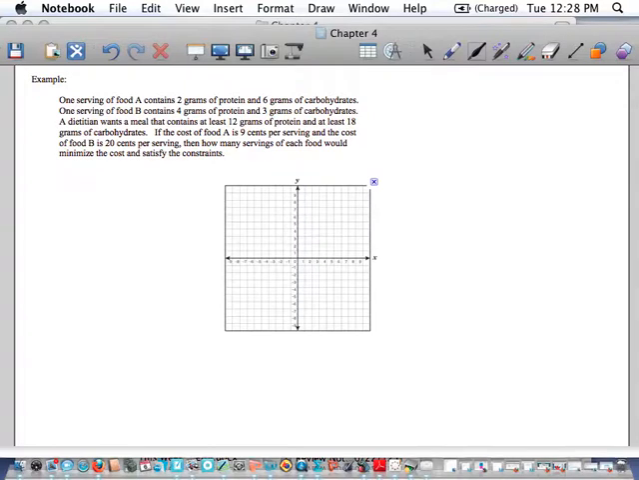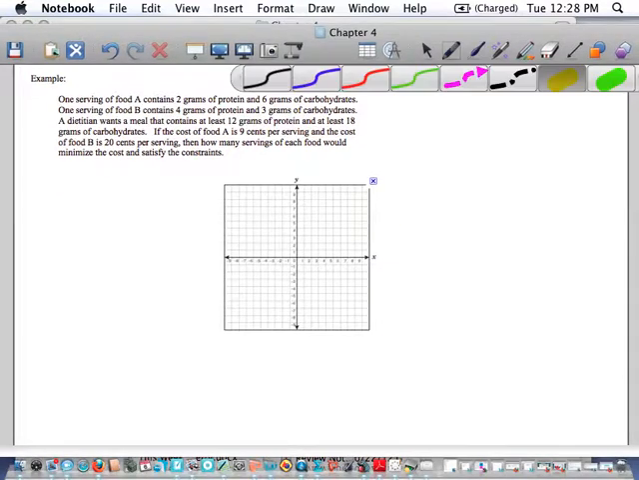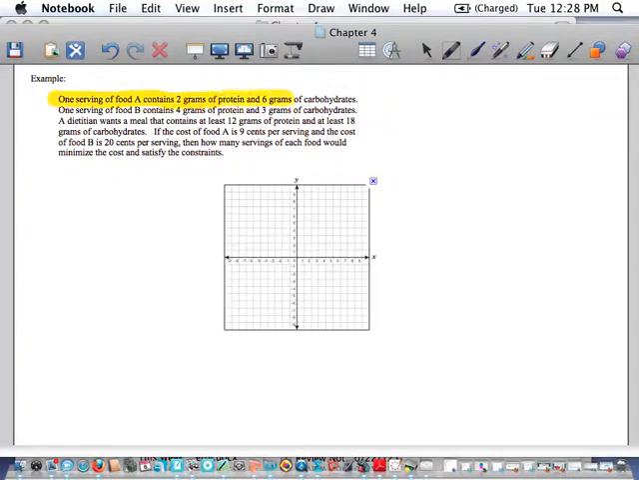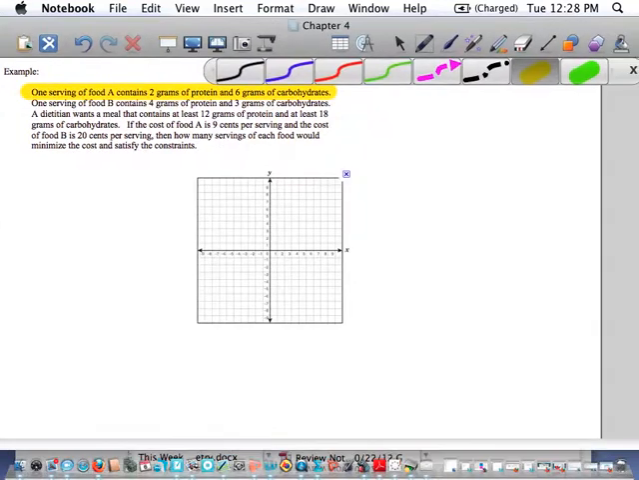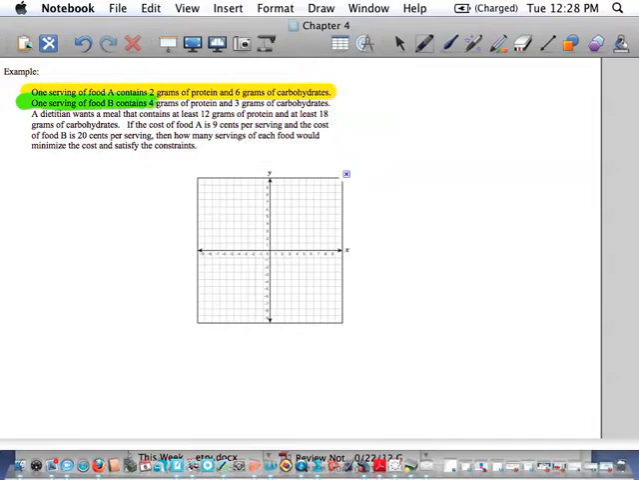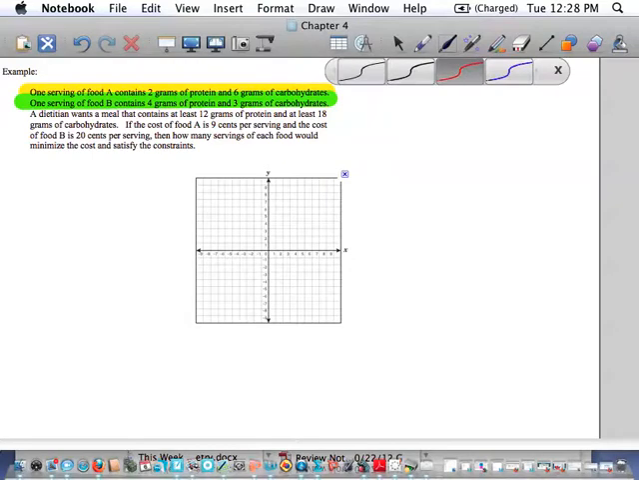So we have another example. This one says 1 serving of food A contains 2 grams of protein and 6 grams of carbohydrates. So we're looking at food A, proteins, and carbohydrates. The next part says that 1 serving of B contains 4 grams of protein and 3 grams of carbohydrates. It says a dietitian wants a meal that contains at least 12 grams of protein and at least 18 grams of carbohydrates.